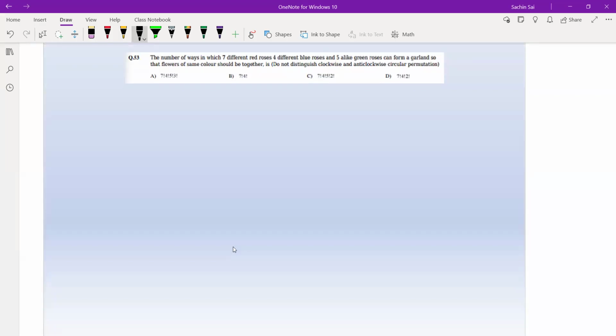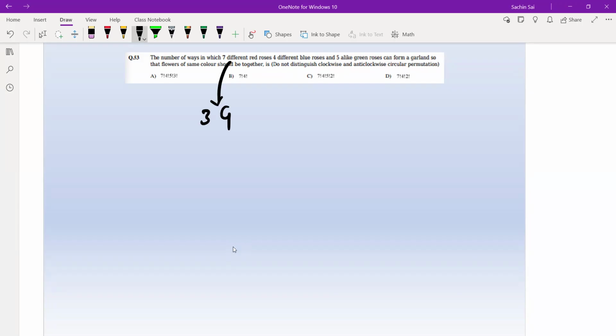Question 53. Number of ways in which 4 different red roses, 4 different blue roses, and 5 alike green roses can form a garland so that flowers of the same color should be together. So there's a circular permutation and flowers of the same color should be together, which means you have to consider all flowers of the same color as one group, right? So if you do that, you get 3 groups. One group has only red roses, one group has only blue roses, and one group has only green roses.